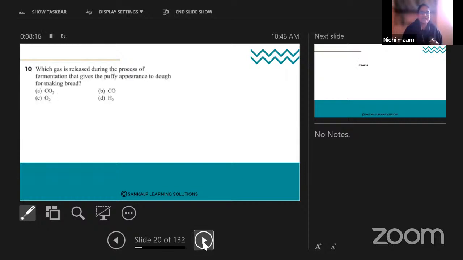Which gas is released during the process of fermentation that gives the puffy appearance to dough for making the bread? Very easy question. I expect quick responses from you all. Let us see who answers it first, whether the YouTube students or the Zoom students. Option A, carbon dioxide, B, carbon monoxide, C, oxygen, D, hydrogen.